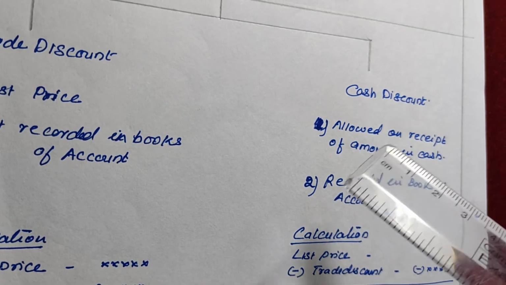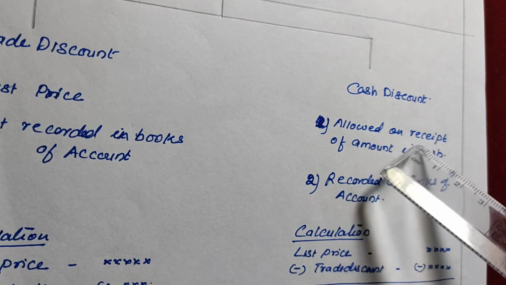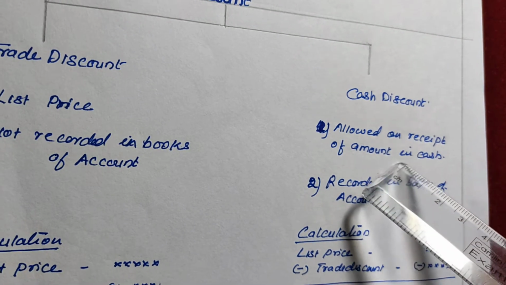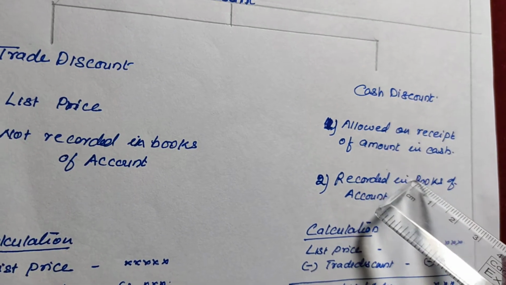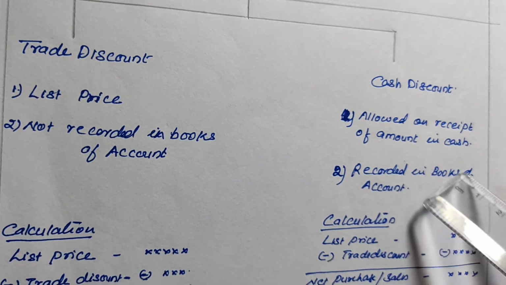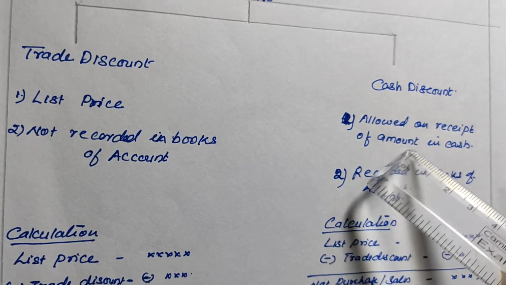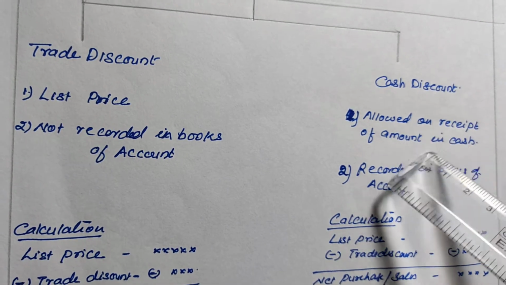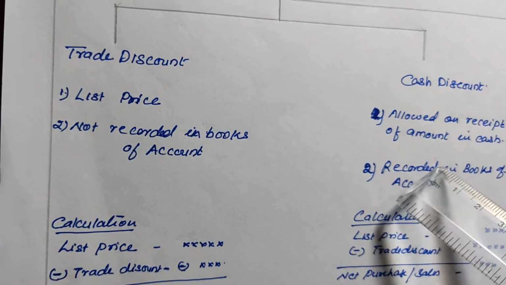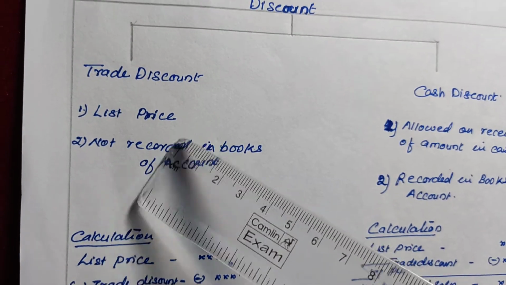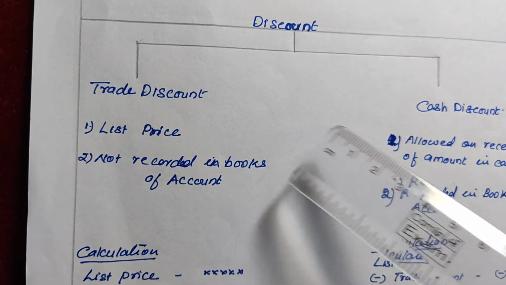Cash discount is allowed only on payment of cash or receipt of amount in cash, and it is recorded in the books of account, and cash discount is given for the prompt payment of cash. Okay, so this is the major difference between the trade discount and cash discount.